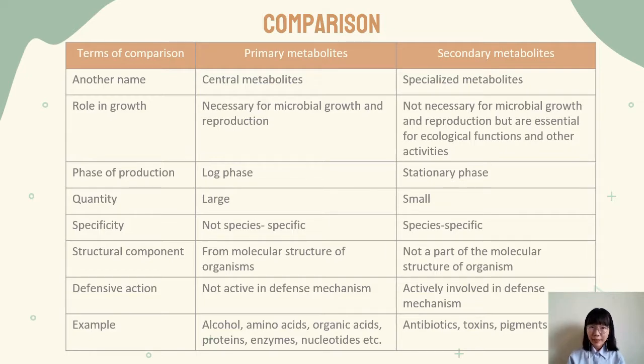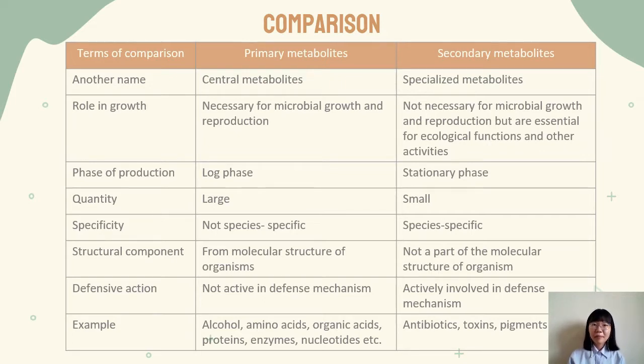Next, primary metabolites are produced in large quantities, but secondary metabolites are produced in small quantities. Besides that, primary metabolites are not species-specific and thus might be identical in some microorganisms, while secondary metabolites are species-specific and thus are different in various microorganisms. In addition, the primary metabolites might form the molecular structures of microorganisms, while the secondary metabolites are not part of the molecular structures of microorganisms.